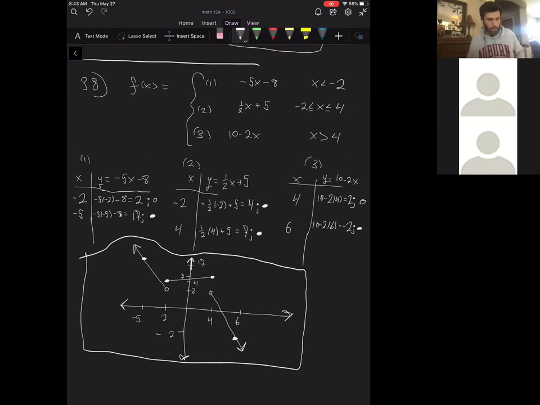So that kind of takes care of this section. Let's move on to section 2.2.